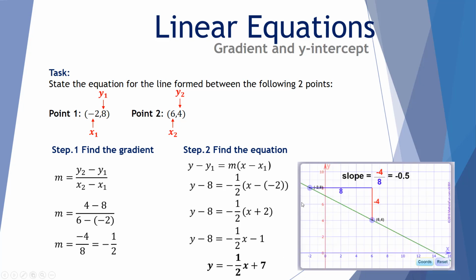Let's graph that. We have here our 2 points, negative 2, 8, and 6, 4, the gradient of which is minus 1/2. So there's our minus 1/2. And the y-intercept is between 6 and 8, right in the middle, that's plus 7. Again, this graphically supports the evidence of our equation that we just calculated.